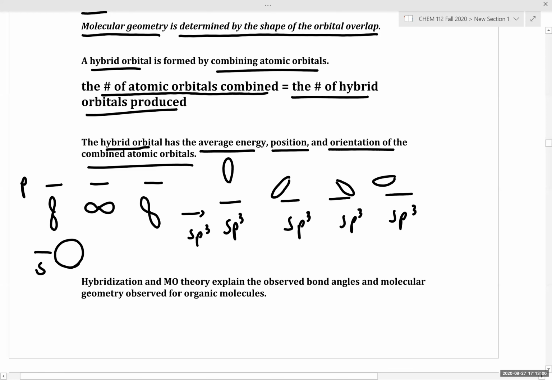Now, hybridization and molecular orbital theory can help explain the observed bond angles and molecular geometry observed for organic molecules. The orientation of our hybrid orbitals directly influences the position and orientation of bonds in our organic molecule. Okay, so that's the link between hybridization and geometry.